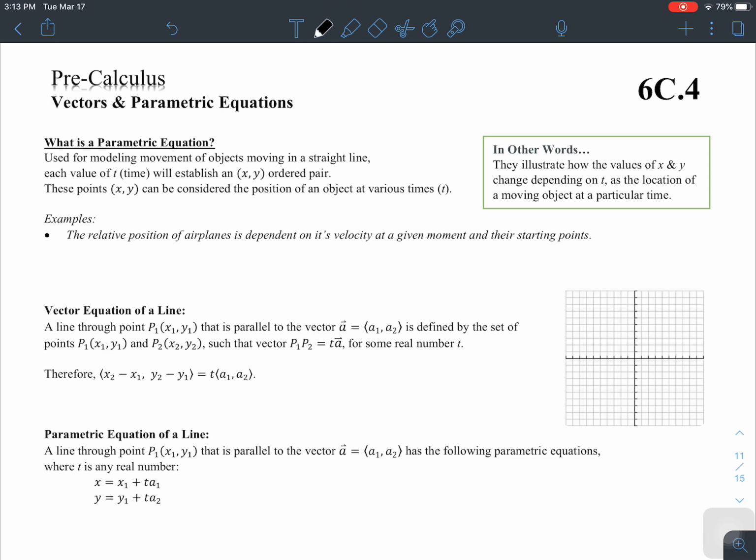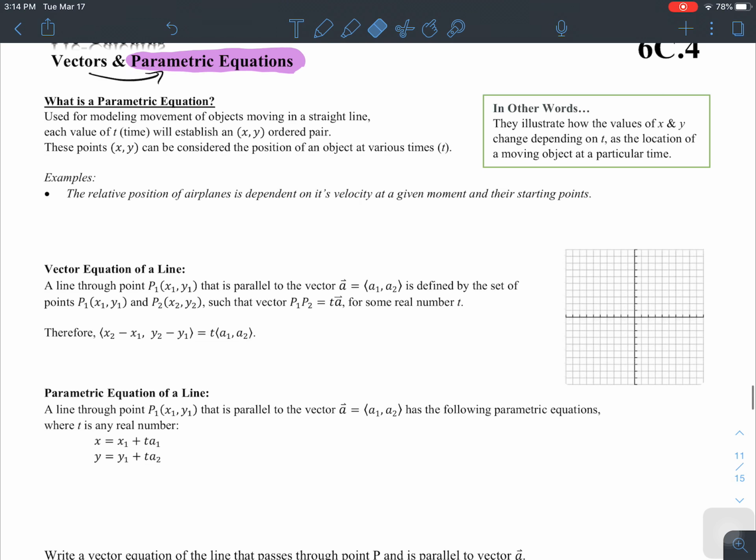In this video for lesson 6C.4, we're going to look at vectors and parametric equations, and that's the new word, parametric equations. Hopefully we can relate our idea of vectors from before to this to make it a little bit easier to understand. And it will make it so we can kind of go through the process. So first, we're going to answer what is a parametric equation.